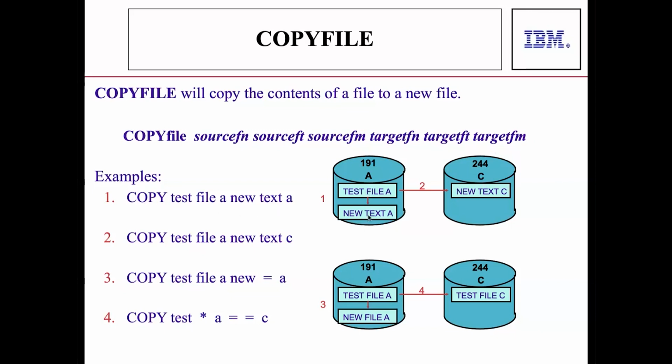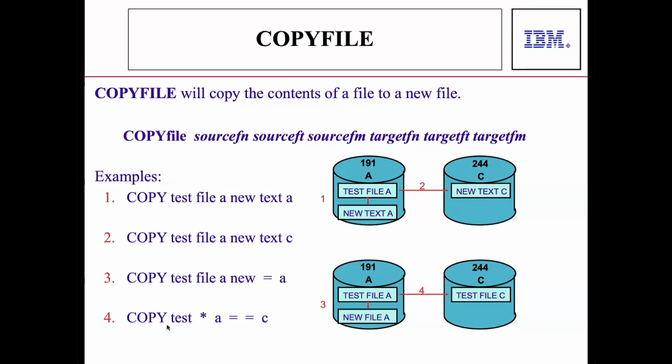But I'm going to make a new copy of a file, or I can copy it and put it on a different file mode so it goes on a different disk. And it has a couple shortcuts. I can use an equal sign to say, well, so this is the file name, file type, file mode, file name. It has the same file type of the source file. So test file A becomes new file A. File type does not change.